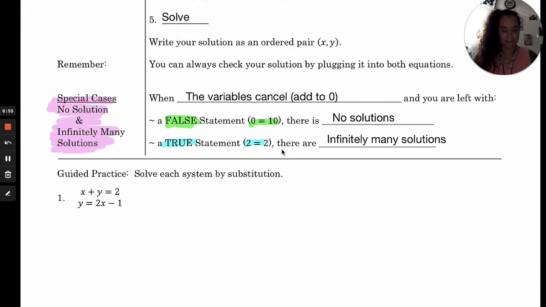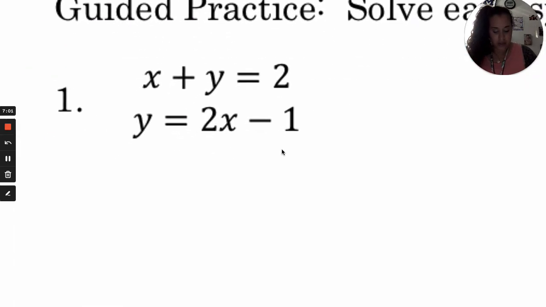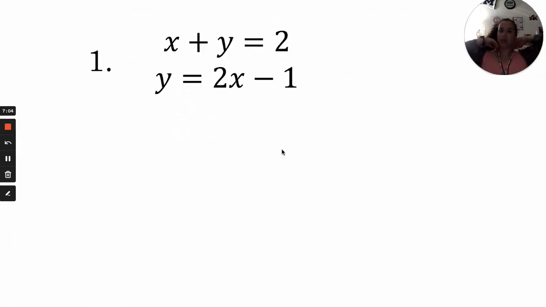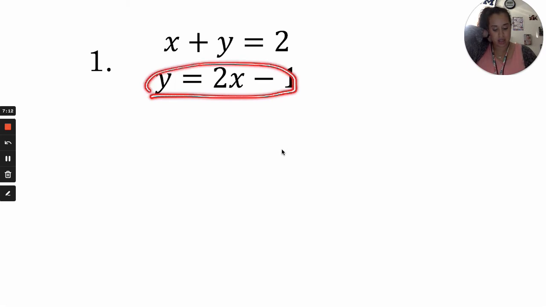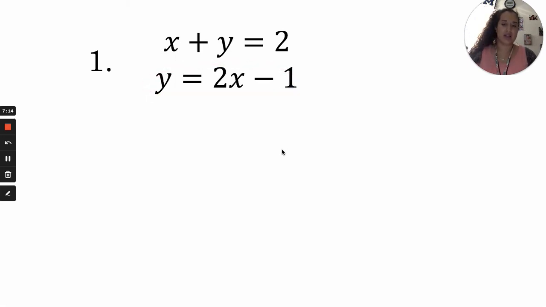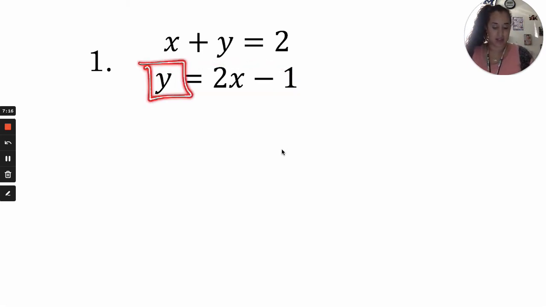Okay? Cool. So let me show you what I mean. All right, so first equation, we have x plus y equals 2 and y equals 2x minus 1. The first thing I notice is that this equation right here is already solved for y. So we have this y equals. All right, so we're good to go.